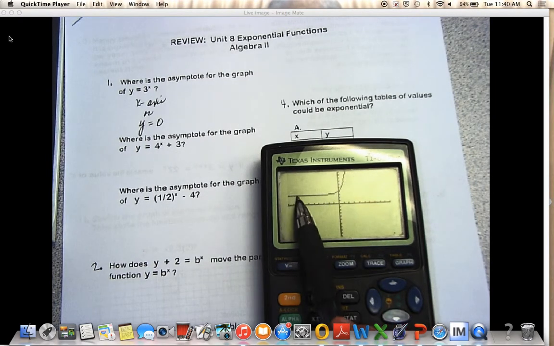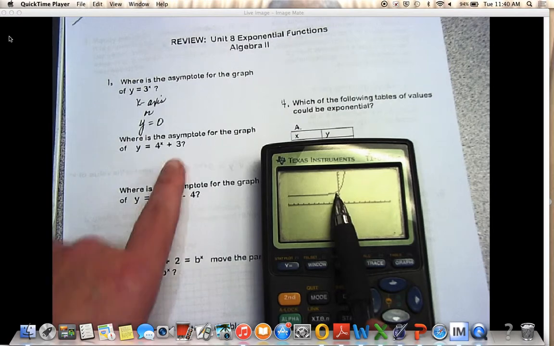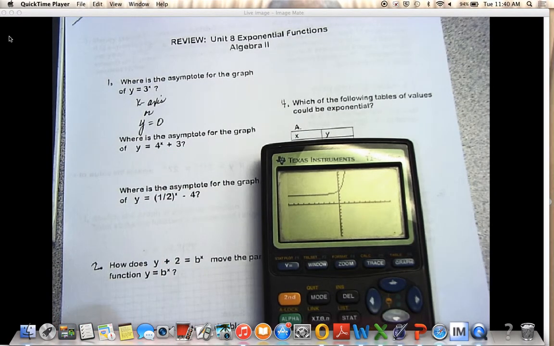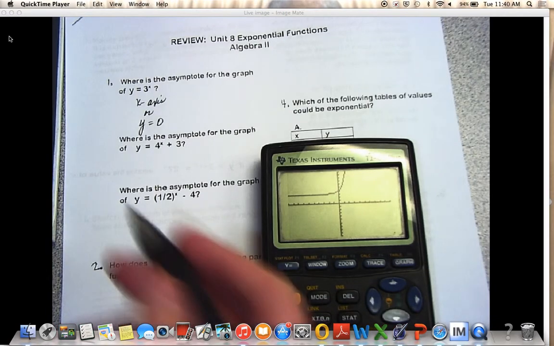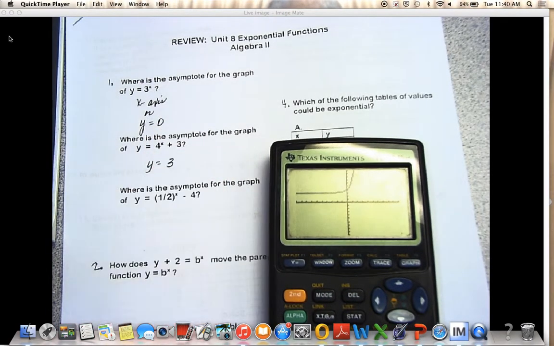Look where that line is. What is it close to? What value? We got 3 or 4. It's going to be the 3. What they did was they picked it up. Remember earlier it was on 0? So that plus 3 picks that equation and moves it up 3 units. And so now where your asymptote is, it's at y equals 3.